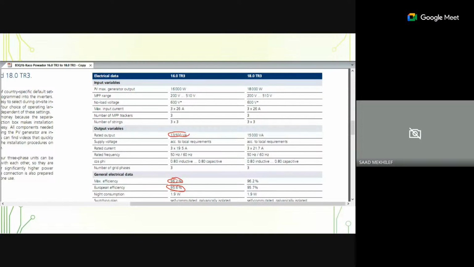Why? Because for European efficiency, they calculate based on the fact that the inverter will not always work at the maximum power. They will work at maybe 50%, 75%. So they calculate that efficiency. So the total will always be less. So if you ask me, the European efficiency is more realistic compared to the maximum, because maximum is at one point, but this considers the operating conditions of the inverter.